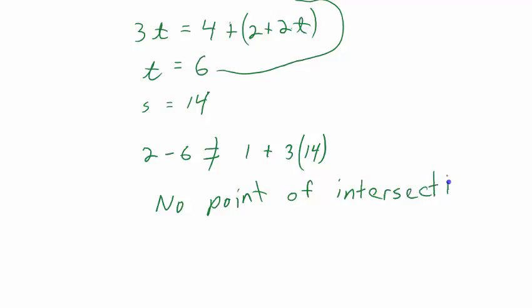So we know the lines aren't parallel. We know there's no point of intersection. They don't intersect. So that means they're skew. The lines are skew.